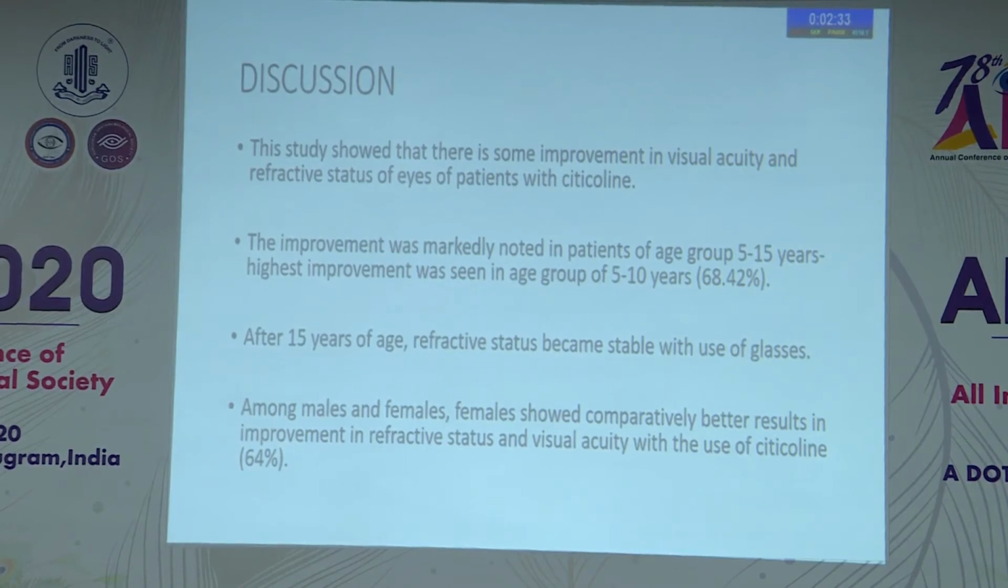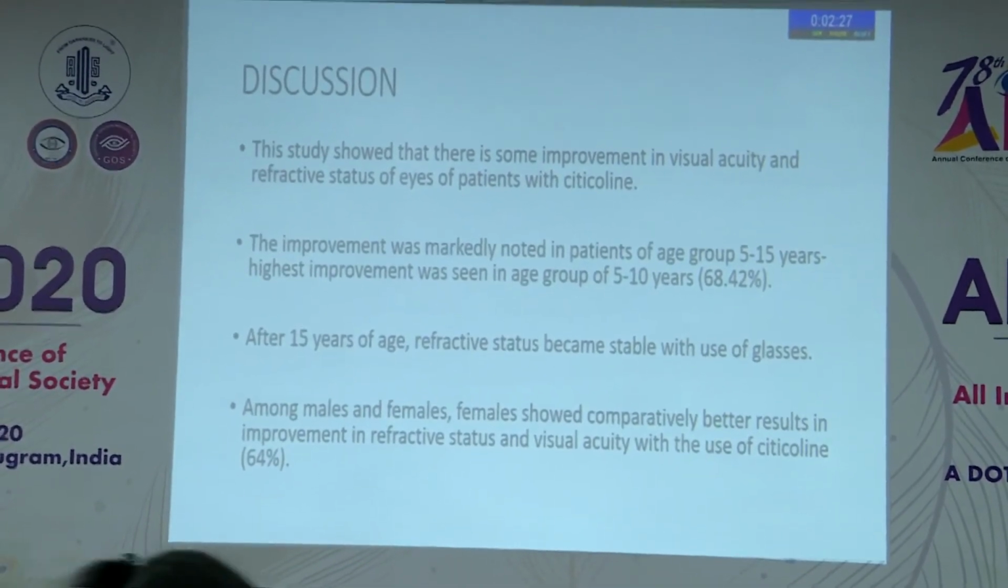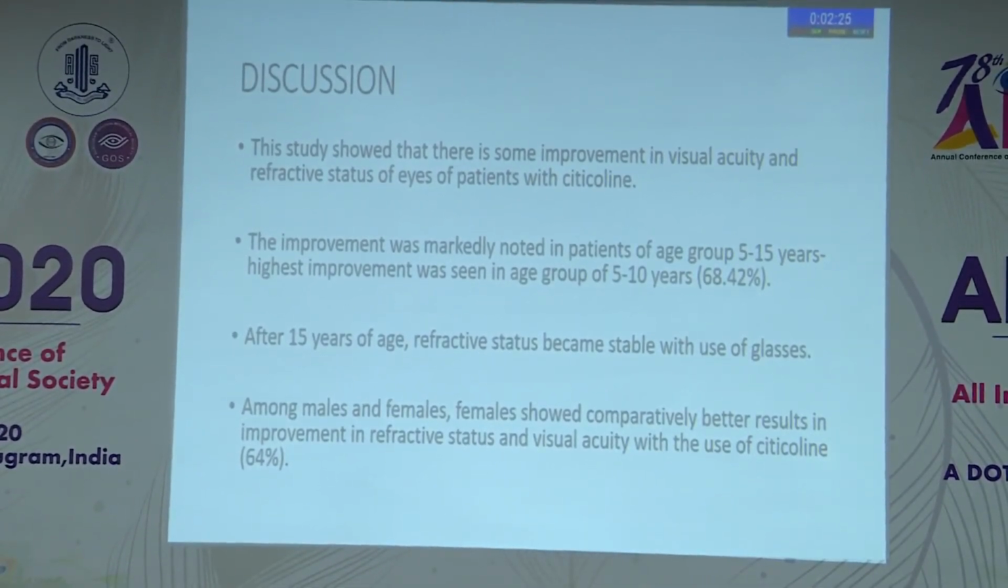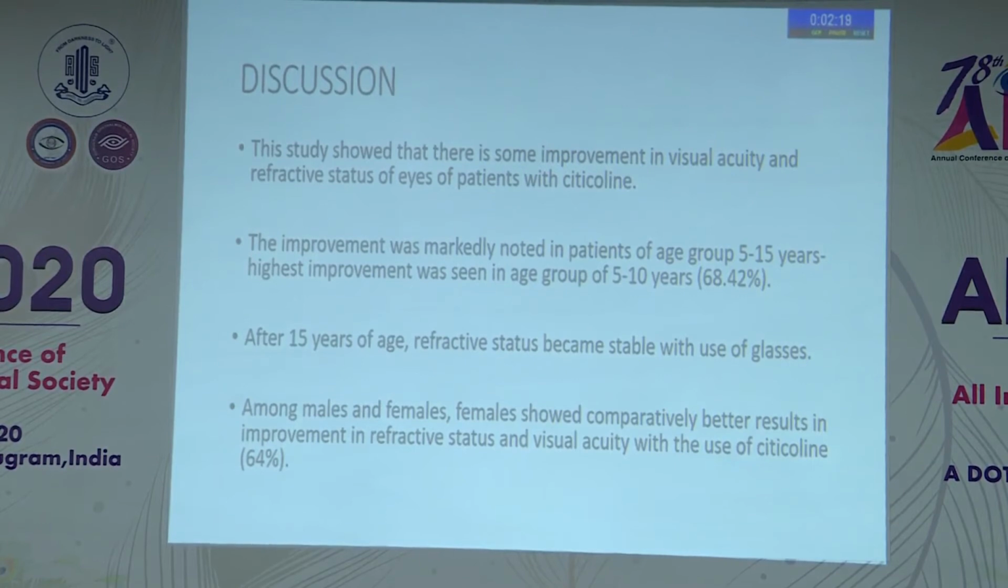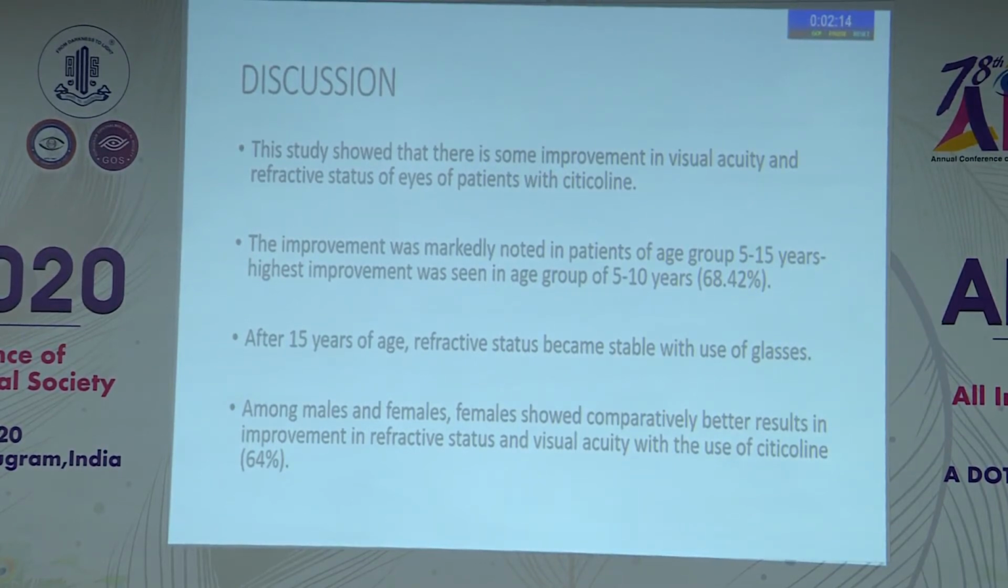This study showed that there is some improvement in visual acuity and refractive status of eyes of patients with citicoline. The improvement was markedly noted in patients of age group 5 to 15 years, the highest improvement of which was seen in age group 5 to 10 years. After 15 years of age, refractive status became stable with the use of glasses. Among males and females, females showed comparatively better results in improvement in refractive status and visual acuity with the use of citicoline.